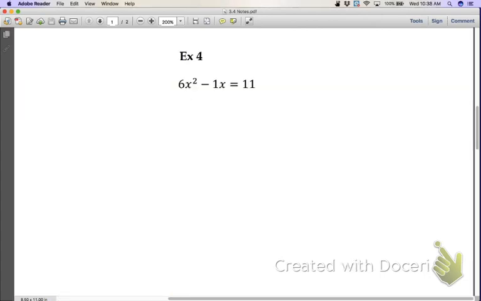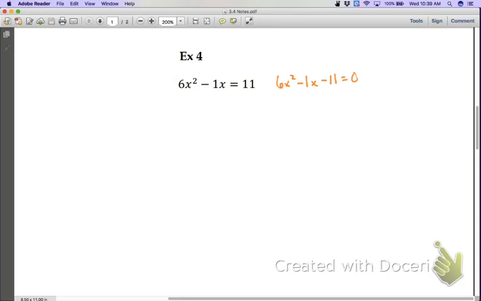Had a request for 4. So first things first, get everything to one side. So whenever I do, I'm going to have 6x squared minus 1x minus 11 equal to 0.